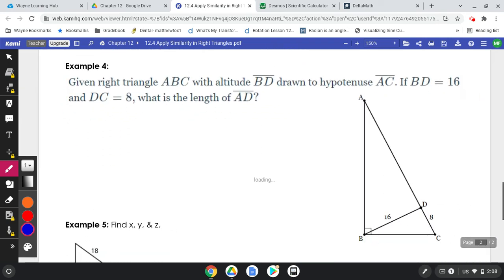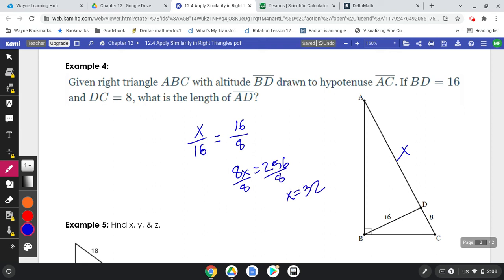And here we are trying to find what the length of AD is. So let me put my X there. We have our medium triangle. So if I do X over 16, then match that up with the small triangle. So that'll be 16 over 8. Cross multiply, we'll get 8x equals 256. Divide by 8, we get x equals 32.